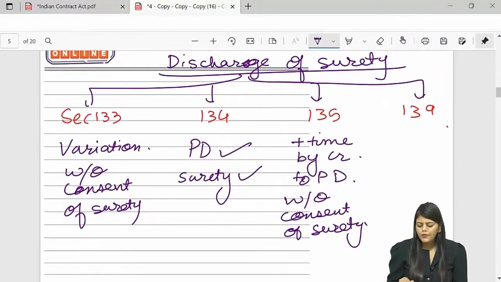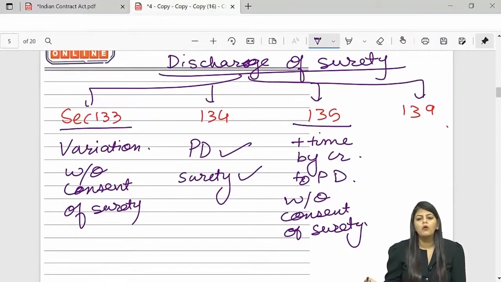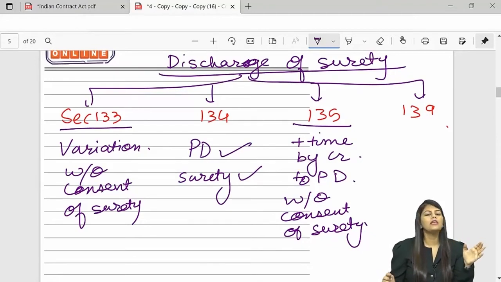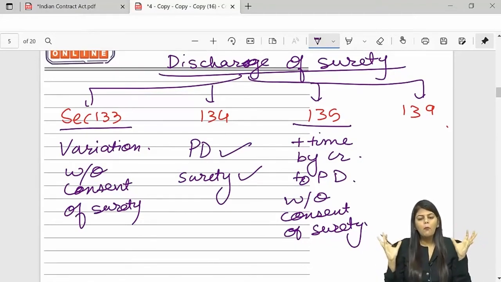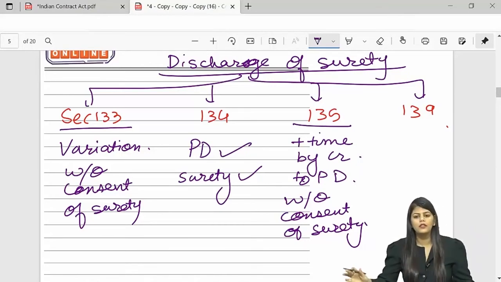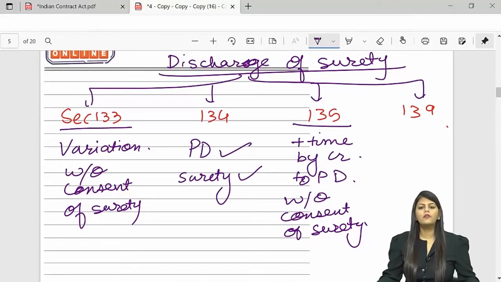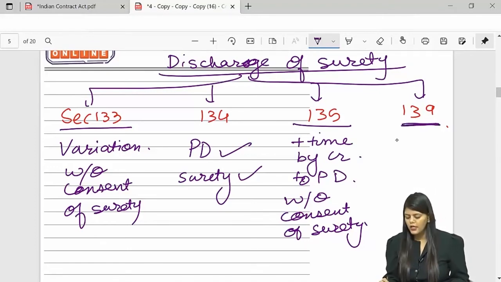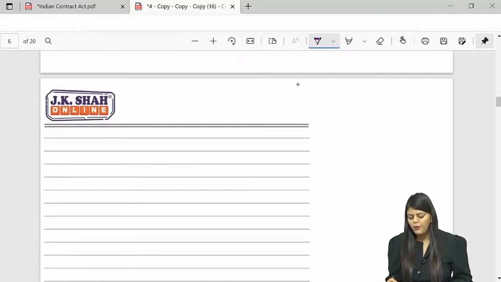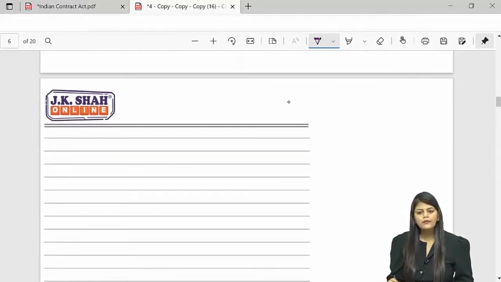Now students ask me, ma'am, section 133 and 135 are the same. Okay. Section 135 specifically talks about extra time given. Section 133 is any other change. Just the number has changed, but the conclusion still remains the same. So section 133, variation, and 135 is extra time. Section 139 says, if the creditor does not do his duty, the surety is discharged. Now what is this? Example, in practical life, even honesty is guaranteed.